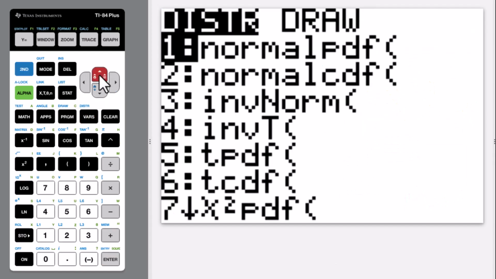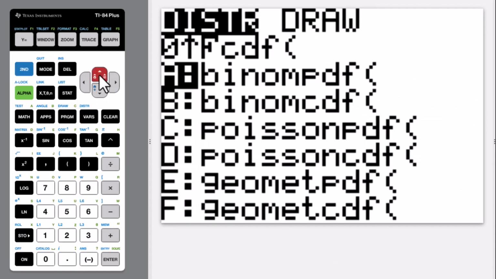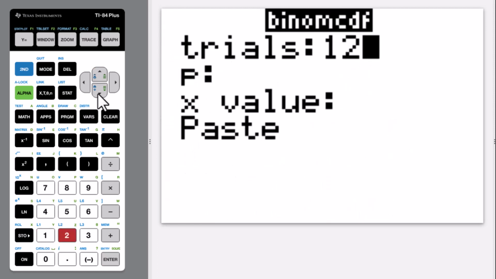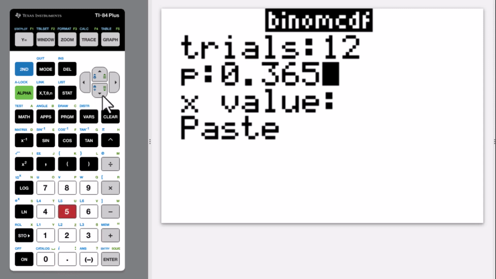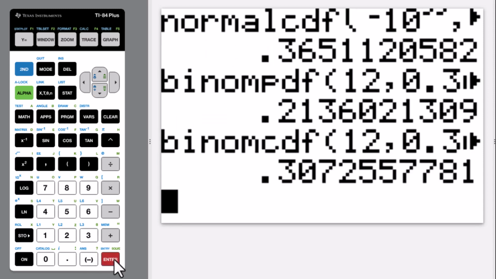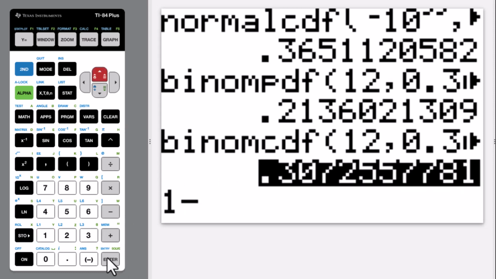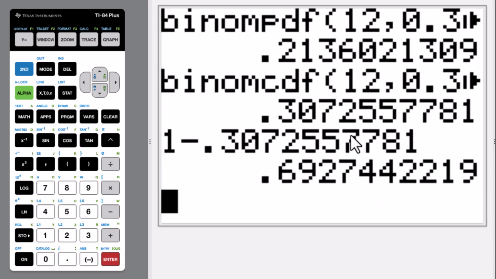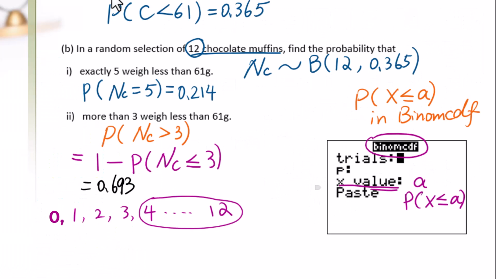Second variable, binomial CDF, 12, 0.365. X value is 3. Then we will use 1 minus that. The answer is 0.693. So for binomial CDF, remember this X value means probability of X less than or equal to A.